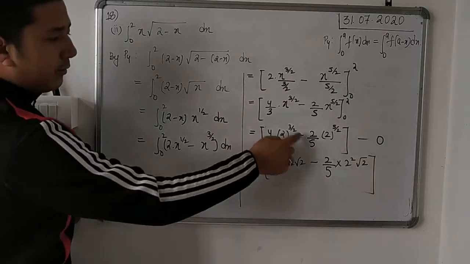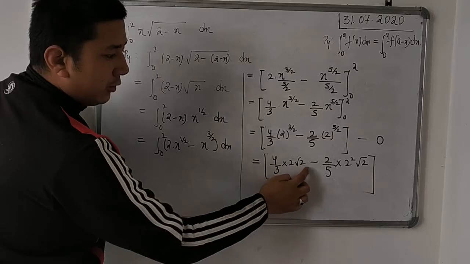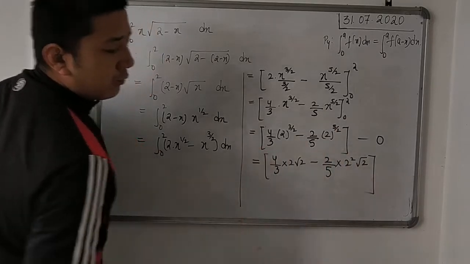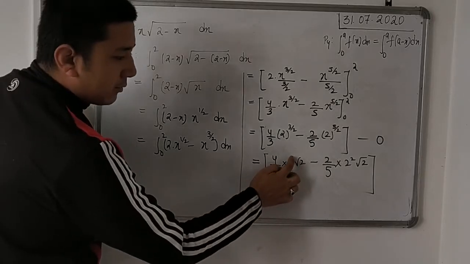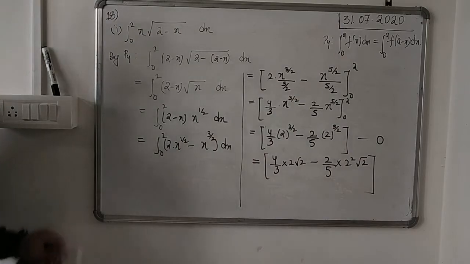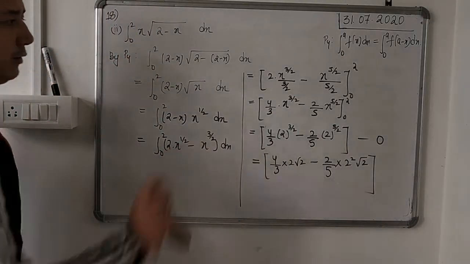Now 2 to the power 3 by 2 means 2 into root 2. You check yourself: 2 into root 2, and 2 to the power 5 by 2 will be 2 squared into root 2, because you just add the powers, 1 and a half is 3 by 2, 2 and a half will be 5 by 2. Okay, so I hope you're done with this. Pause the video and note it down.